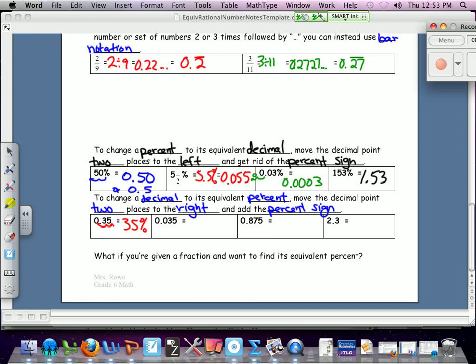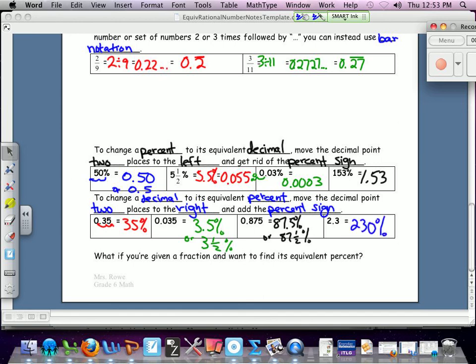0.035 is what percent? Yes, ma'am? 3.5%. Some people might write it as 3.5 percent, and they would be correct as well. What about 0.875? Change that decimal to its percent equivalent. What would you get, sir? You would get 87.5%. Or 87.5 percent. Again, would be equally correct. What if I had 2.3 and I wanted to change it to a percent? Sir? 230%.